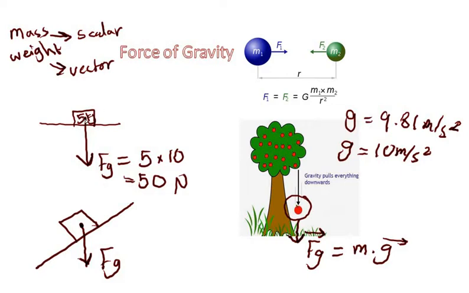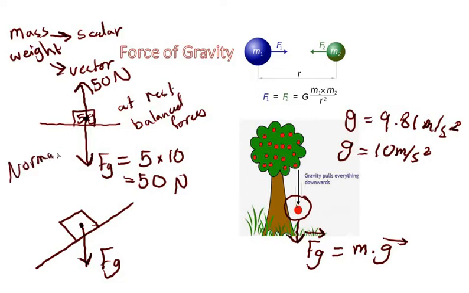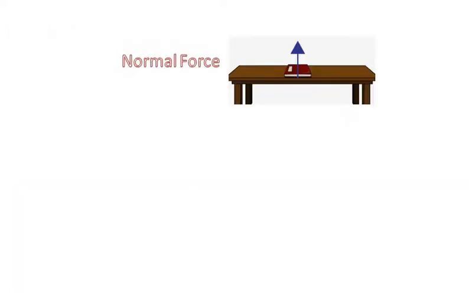If the object here on this surface is at rest, at rest means that the object is affected by balanced forces. There should be another force, opposite to this force and equal to its magnitude. This leads us to the discussion of a new type of forces, which is called the normal force. In everyday life, the word normal means ordinary or usual, but in physics it has a specific meaning. It means perpendicular to the surface.